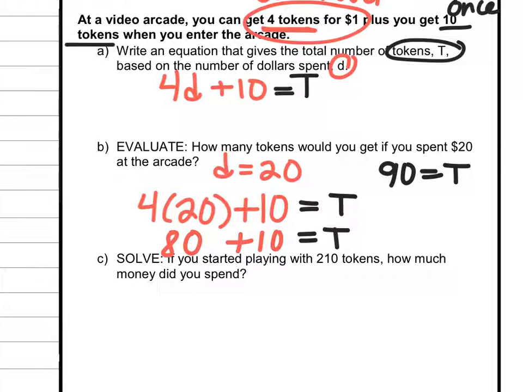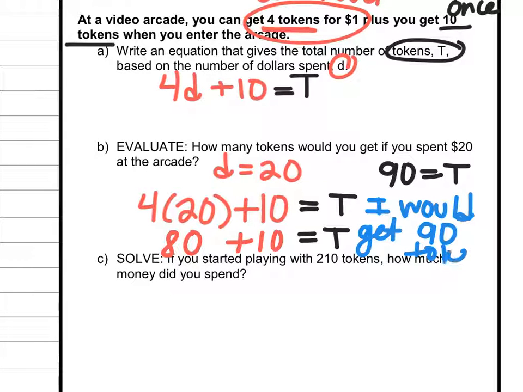Write a sentence. So how many tokens would you get if you spent $20 at the arcade? I would get 90 tokens. You have to say that. Exclamation point. I'm happy about it. 90 tokens is a lot.